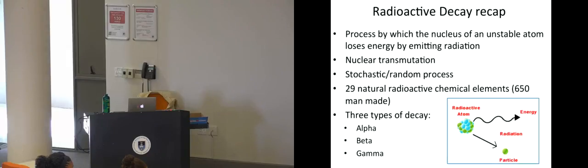There are 29 natural radioactive elements on the periodic table. We've become very good at synthesizing them, so there are over 650 man-made ones. But in nature, we have 29 naturally radioactive elements. As I said, there are 3 types of decay depending on what's being lost from the atom. Basically, you have a radioactive particle, it emits energy and radiation, and you get another particle. Why do we make radioactive elements?